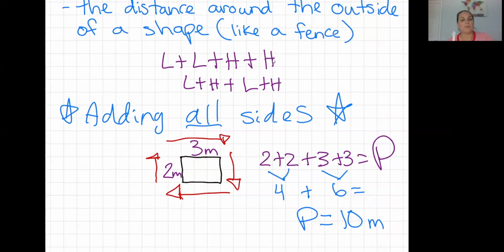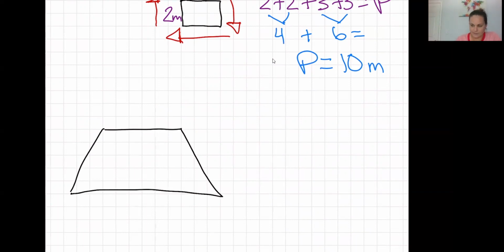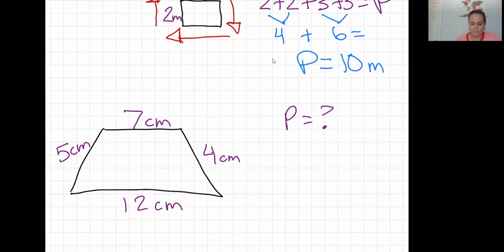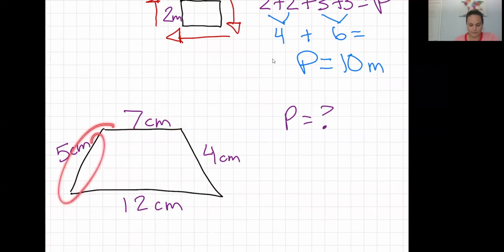Okay, so now grab your piece of paper and see if you can work through these next few with me. So if we've got a shape that looks like this, and it's got side lengths of 5 centimeters, 7 centimeters, 4 centimeters, and 12 centimeters, we want to know what the perimeter equals. So to do that, we just have to add up all these sides. We have 2 lengths and 2 widths essentially on this same shape, or lengths and widths, however you like to think about it. And we have to add these all up.